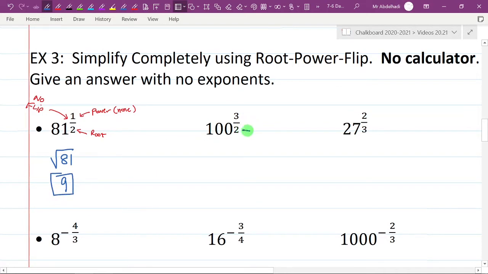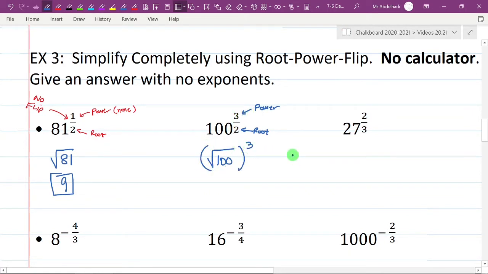Here, we do have a root. All of these have a root. But we also do have a power. No flip. So once again, the order, if you do 100 to the third power first, it's 100 times 100 times 100, which is 1,000,000, right? You don't want to get 1,000,000 and then try to square root 1,000,000. So do the root first. Second root of 100 is the square root of 100. Then after you do that root, then do a third power of that.